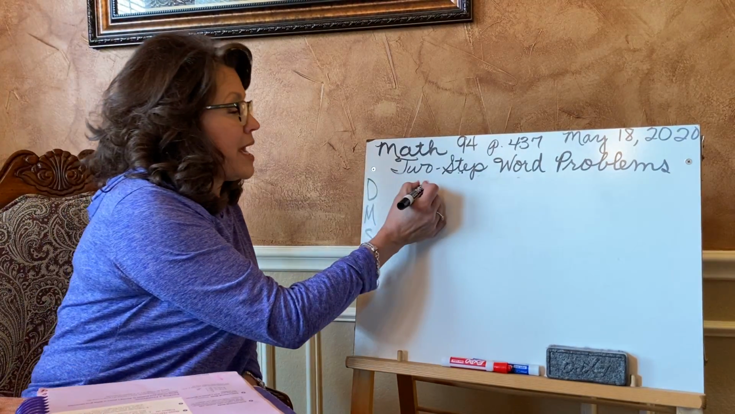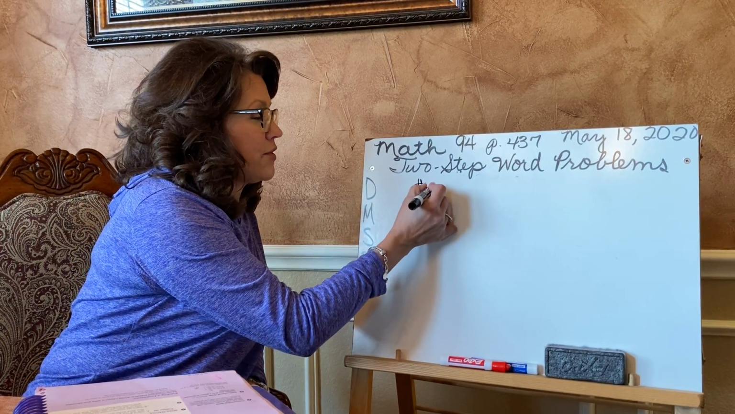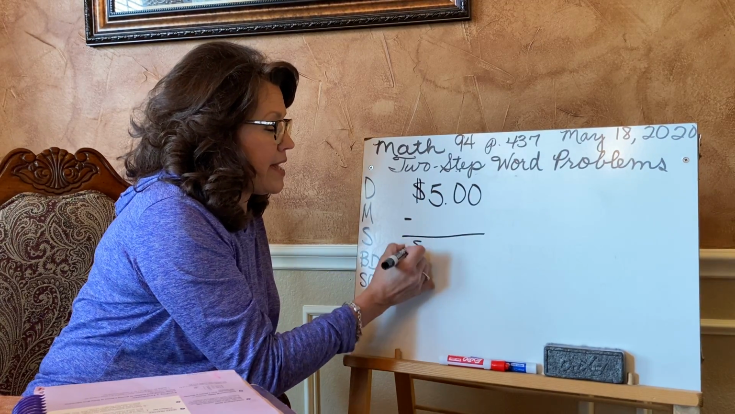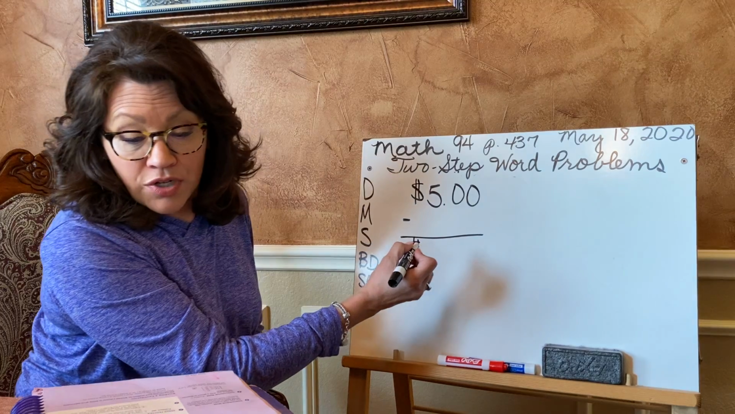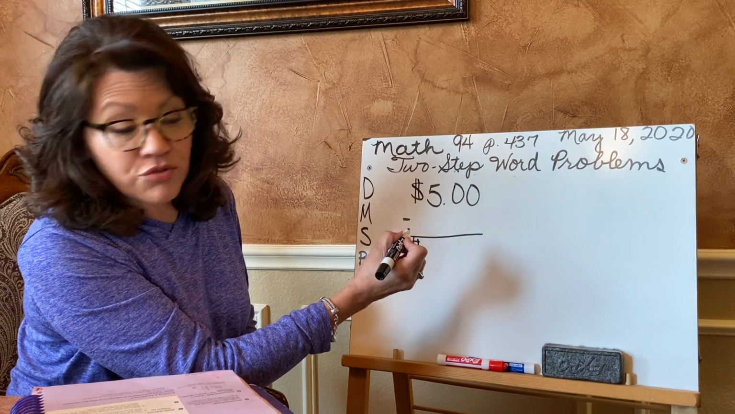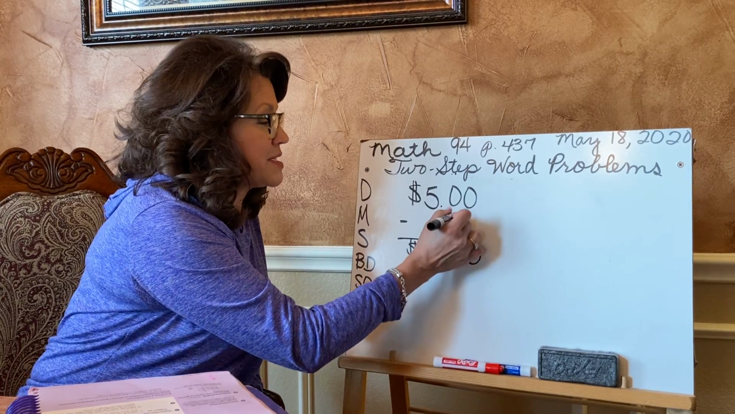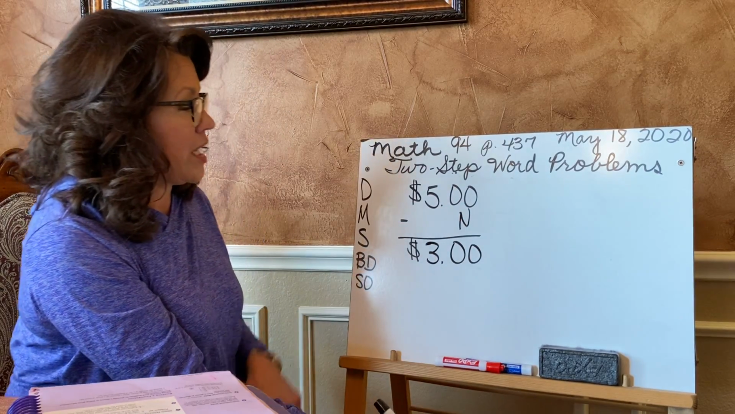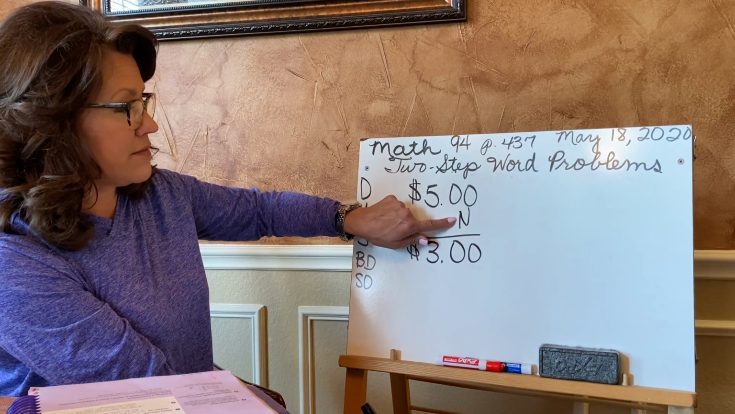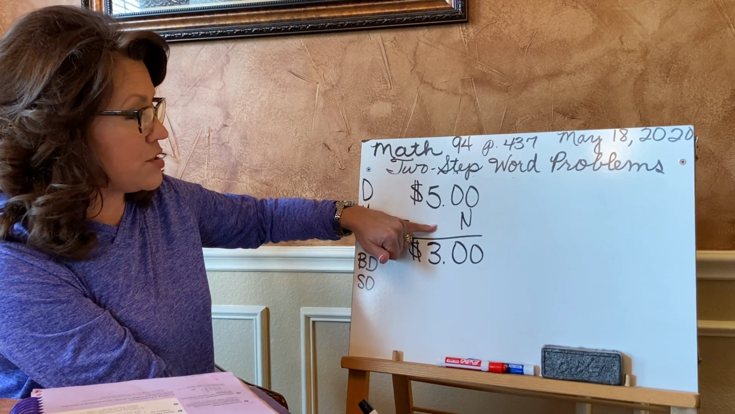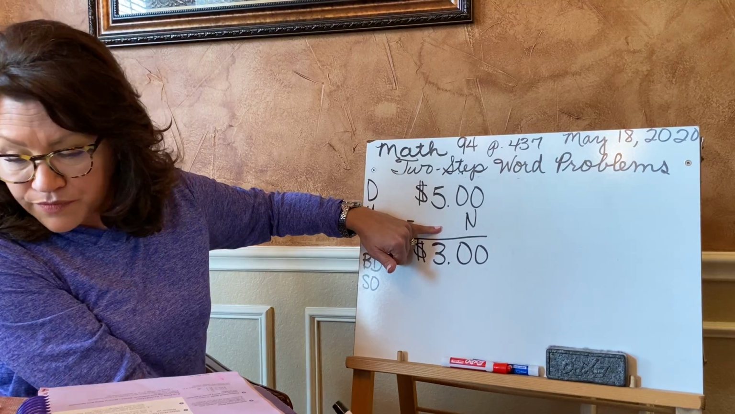So if she paid with $5, she got back $2. No, she got back $3. I just gave you the answer. Leave it to Mrs. Rice. Okay, so we have to figure out what N is. And you guys are already a step ahead of me. You know that this is going to be $2, right?